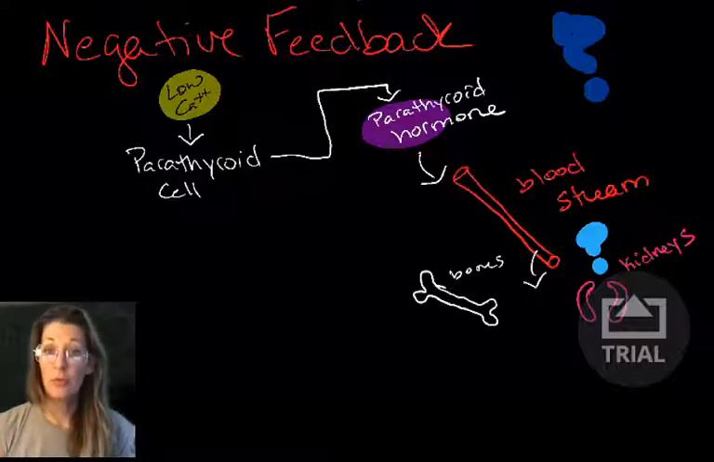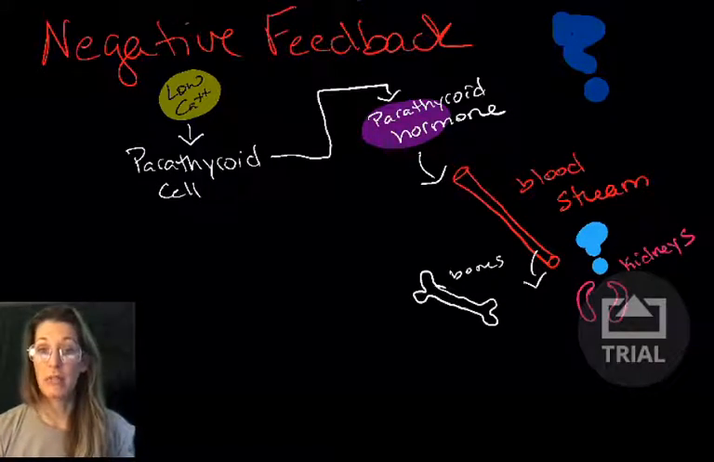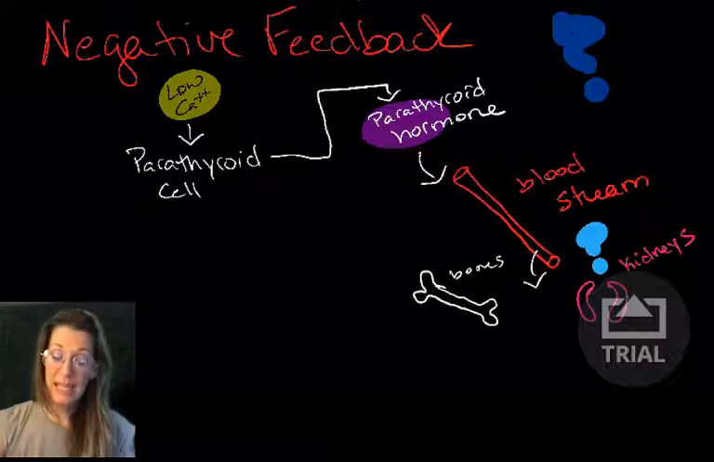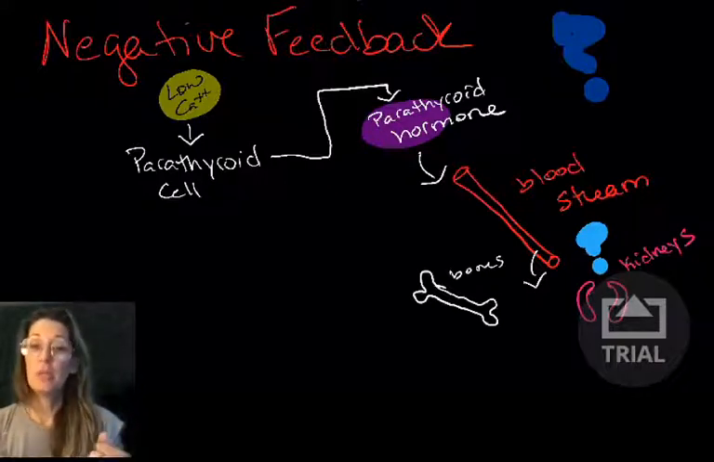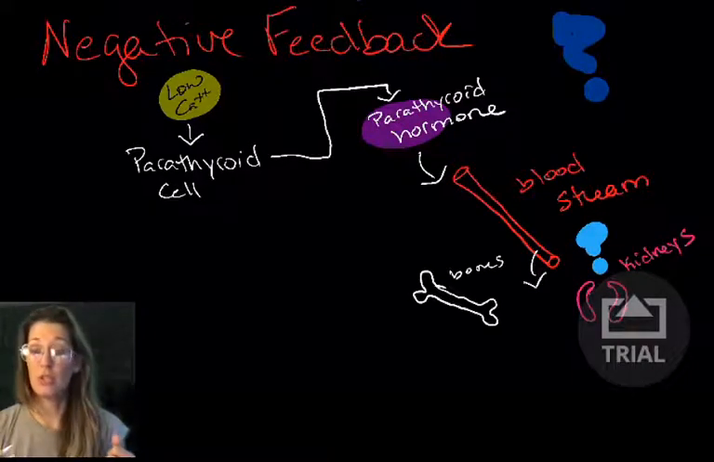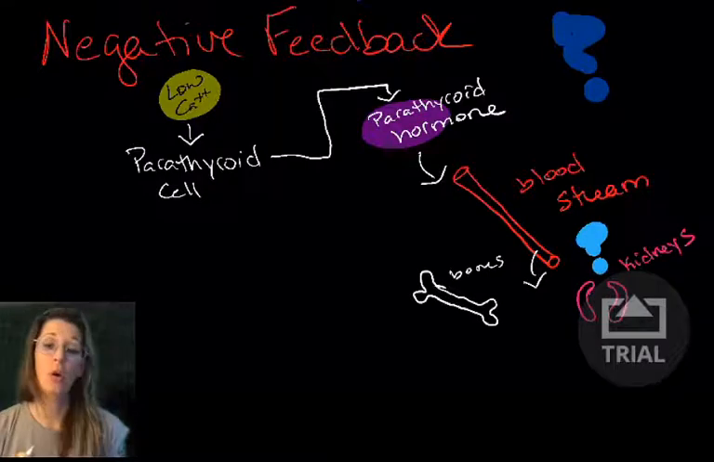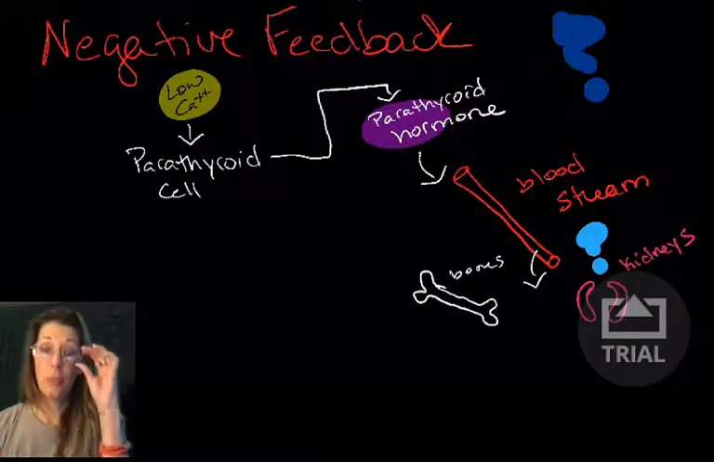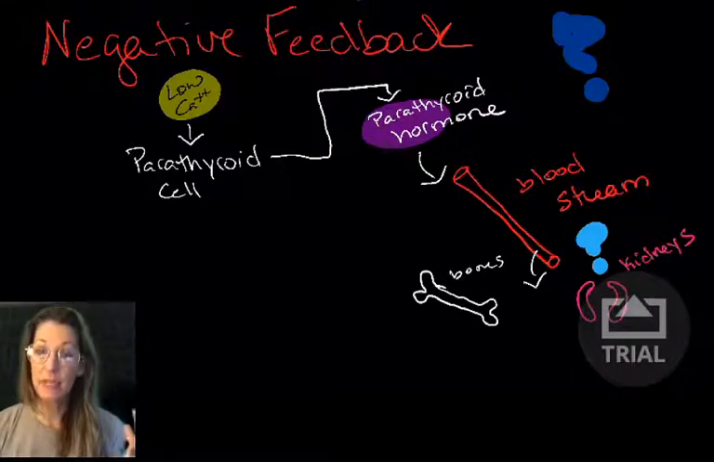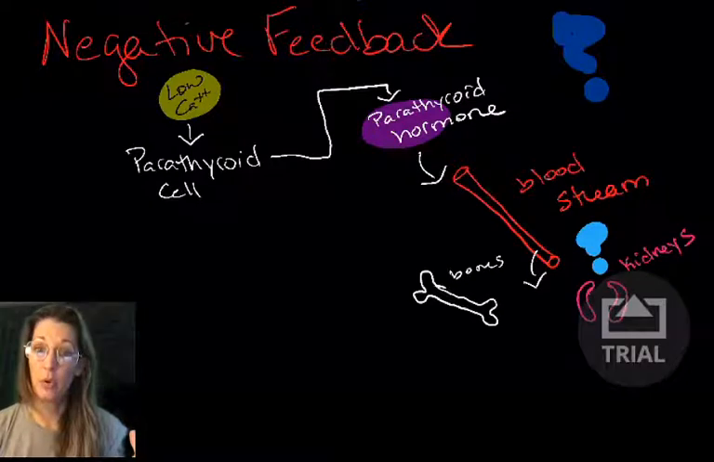Okay, hopefully you thought, well, they have to have the correct receptors, right? With any chemical messenger, we have to have the key and the lock. The only places that are going to react to our chemical messengers, whether they're paracrine, autocrine, hormone, neurotransmitters, or neurohormones, have to have the proper receptor. So the bones and the kidneys have receptors for parathyroid hormone.